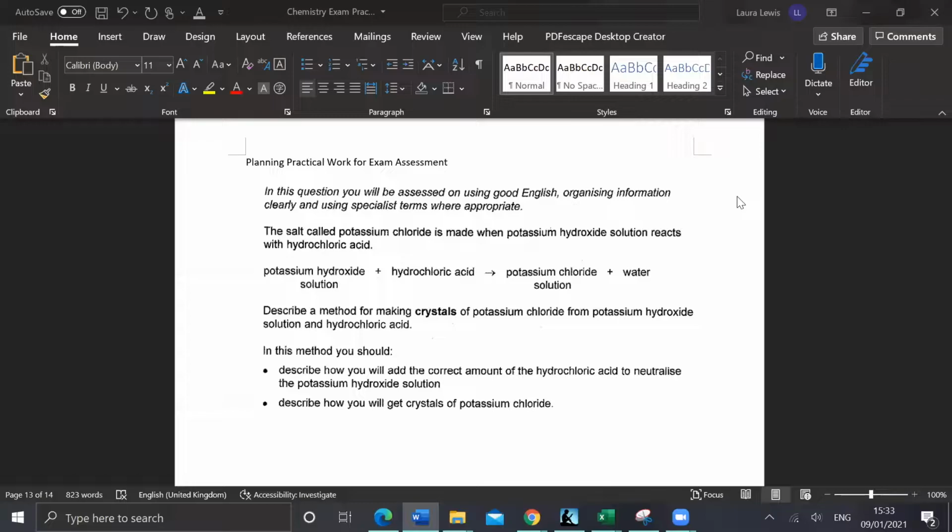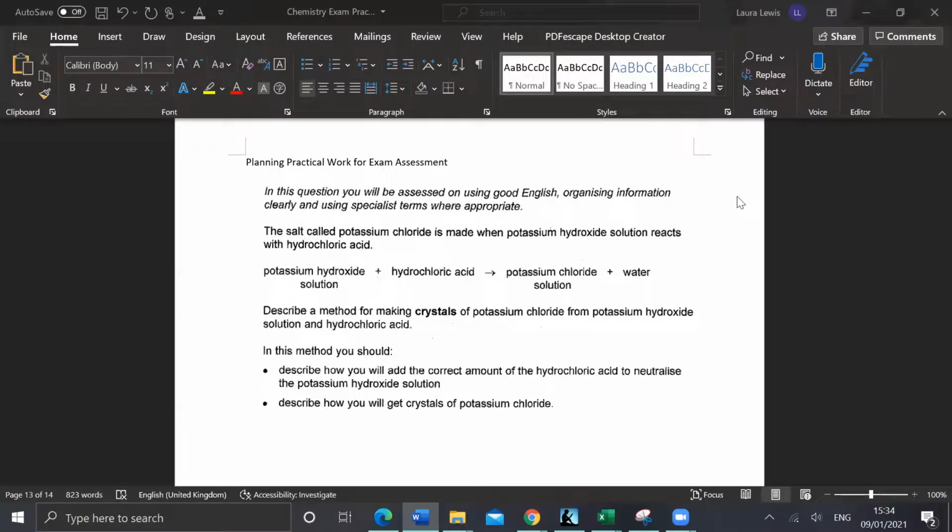So I think the best way of doing it is obviously to do examples. I've taken some questions out of exam papers and we're going to go through them today. Let's start reading. These are 6-mark questions, unless stated otherwise. At the beginning of a question, it says you will be assessed on using good English, organising information clearly, and using specialist terms where appropriate.